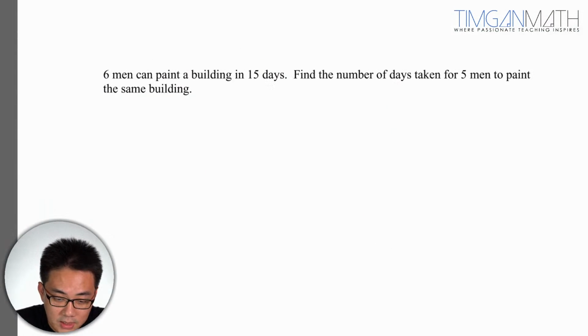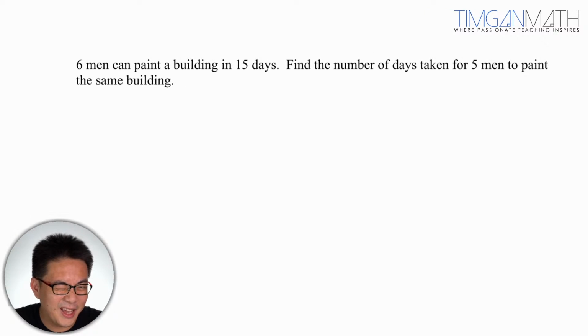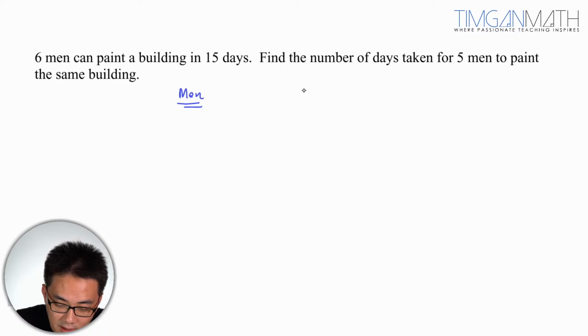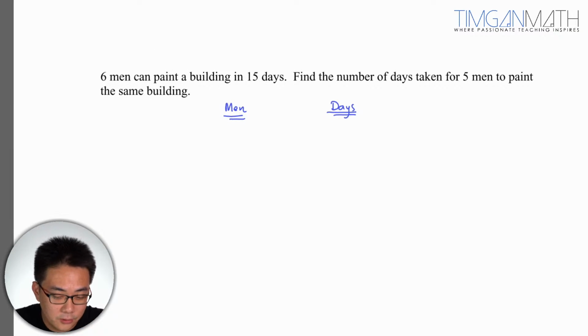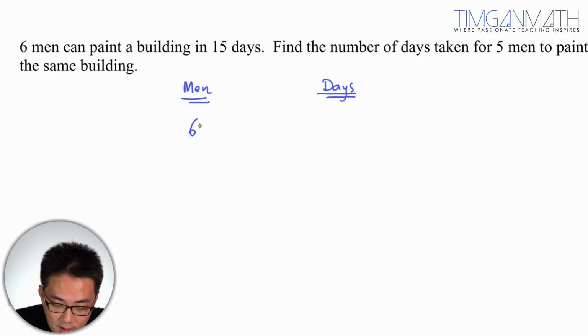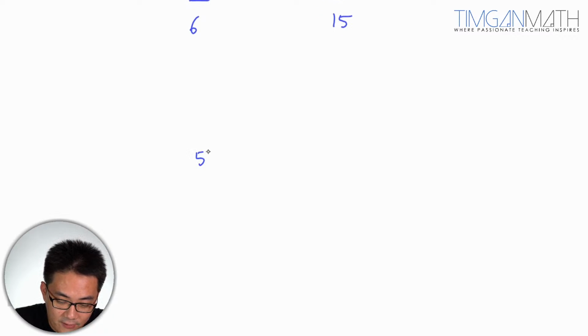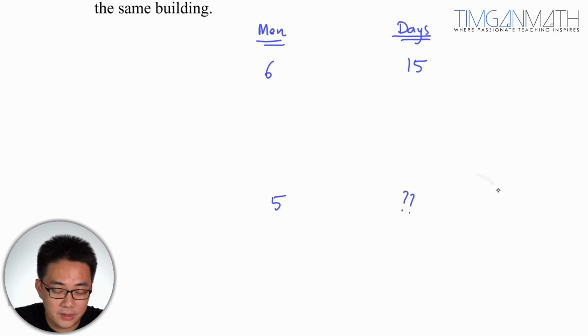Alright, so let's look at this question here, which is on inverse proportion. So let's see how we can do this proficiently. You are given that 6 men can paint a building in 15 days. Find the number of days taken for 5 men to paint the same building. So there are 2 entities at play here. The first one is the number of men, obviously, and the next one is the number of days taken to finish off the building. So 6 men can paint a building in 15 days. The problem now is to find the number of days taken for 5 men to paint the same building. In other words, when this is 5, what is the number of days here?